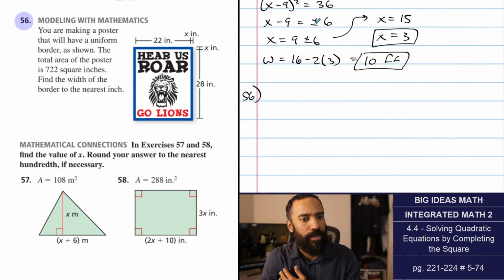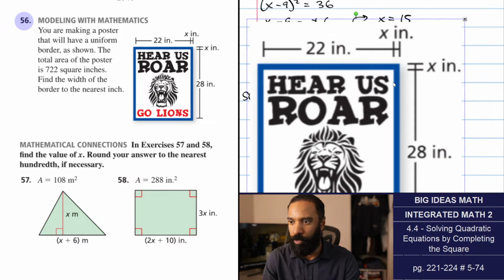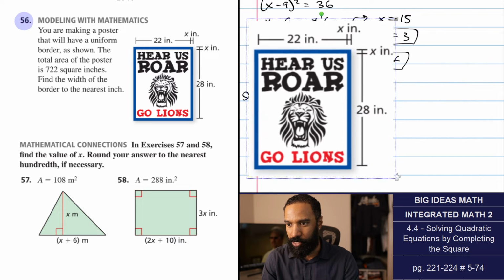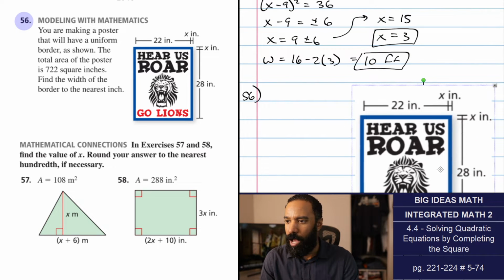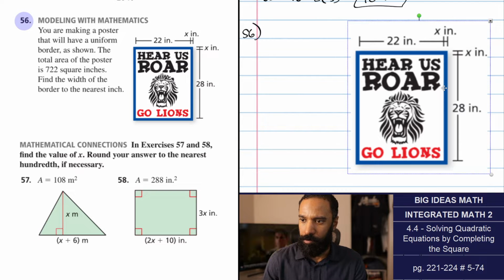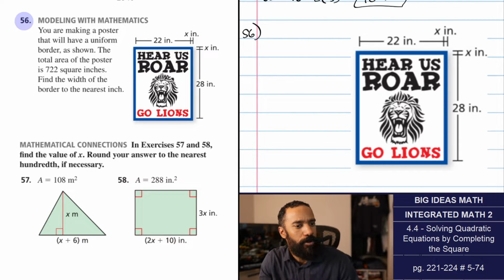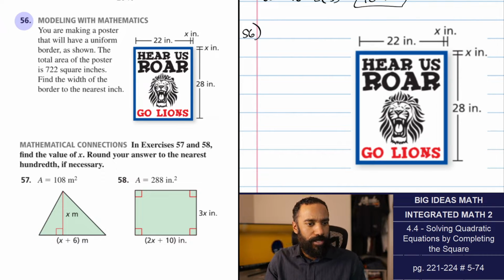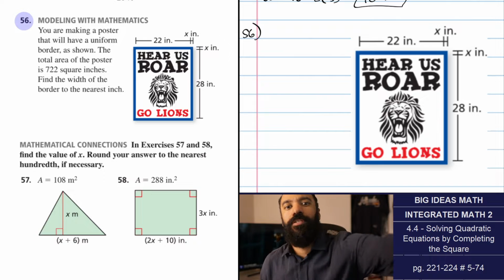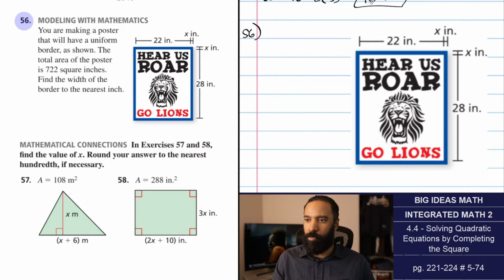You're making a poster that will have a uniform border as shown. So the part in blue is where that x is coming from. I have to figure out whether the 22 is part of the... it doesn't look like it is. The total area of the poster is 722 square inches. Find the width of the border to the nearest inch.